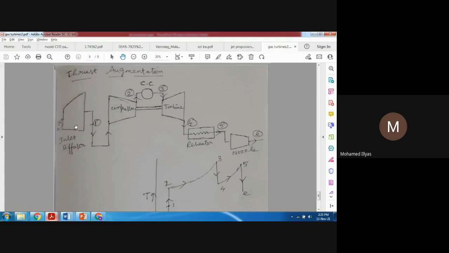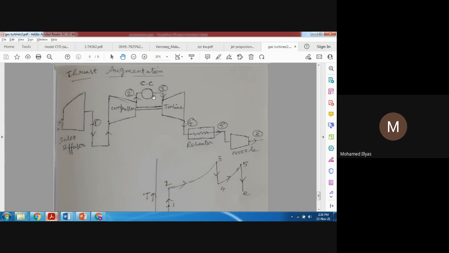When I use the diffuser, the power required in the compressor to increase the pressure will be reduced, so that I can enhance the economy of the entire gas turbine plant. That's why we use a diffuser to increase the pressure. Further, in the compressor, pressure and temperature are increased. Then it goes to the combustion chamber, and we supply the fuel to the hot air.